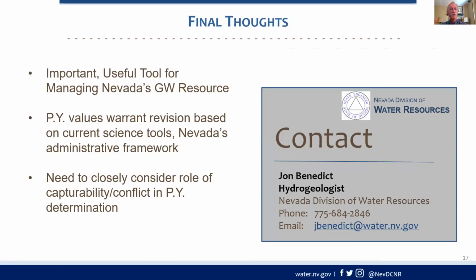So with that, in closing, from my position, perennial yield has an important place in Nevada water law that makes it really a powerful tool for managing Nevada's groundwater resource. But I'd also like to suggest that establishing and updating estimates of perennial yield based on current science and also an evolving management framework is really key to ensuring groundwater sustainability for Nevada and into the future. So with that, I'll end it.